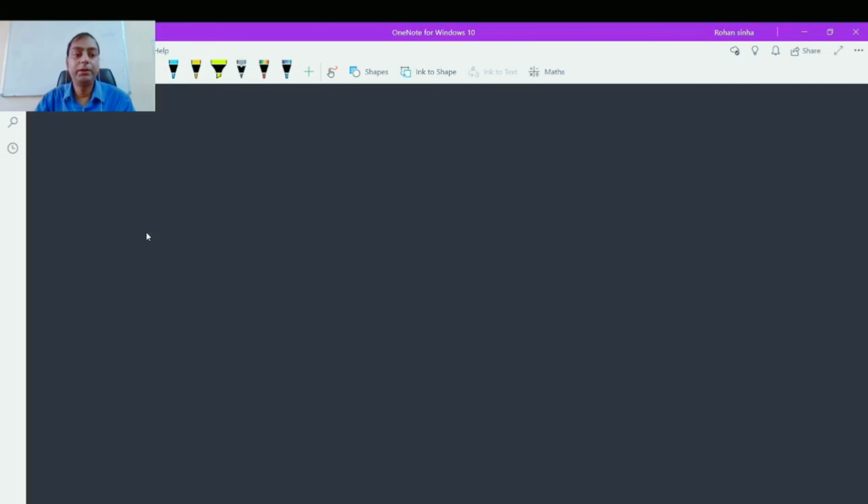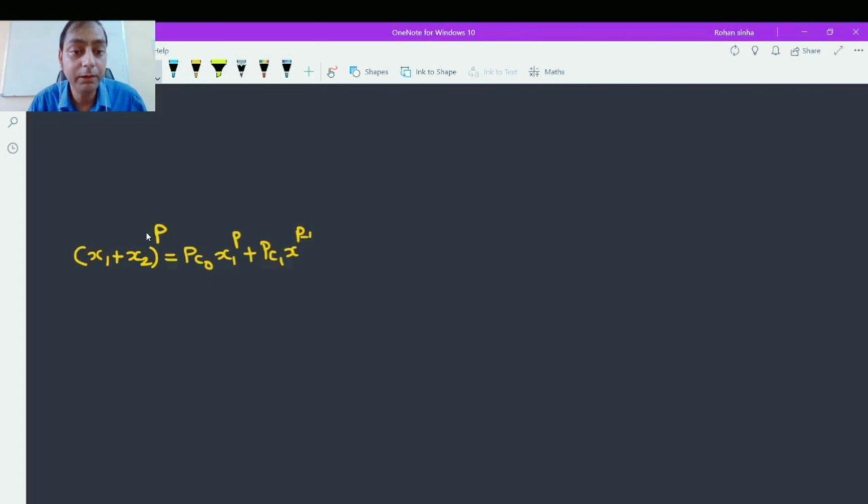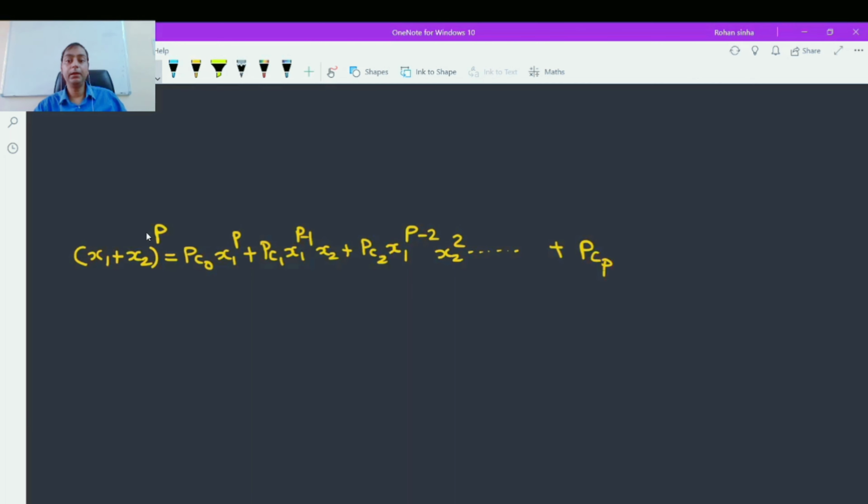Now, (x1 plus x2) whole raised to P can be written as PC0 x1 raised to P, plus PC1 x1 raised to P minus 1 into x2, plus PC2 x1 raised to P minus 2 x2 square, till PCP x2 raised to P. This is simply by using the binomial theorem.